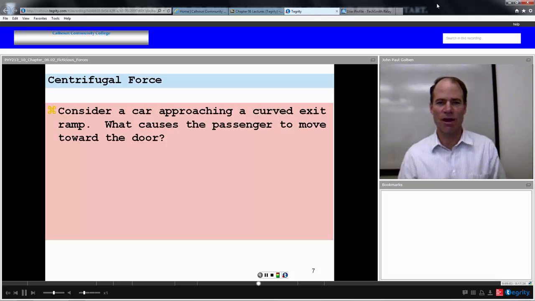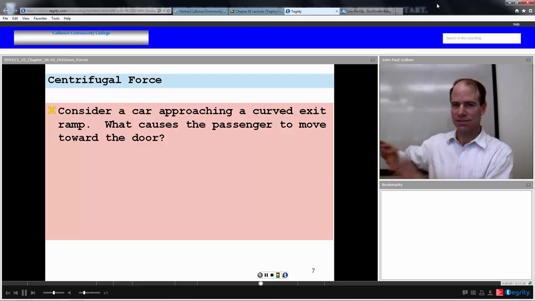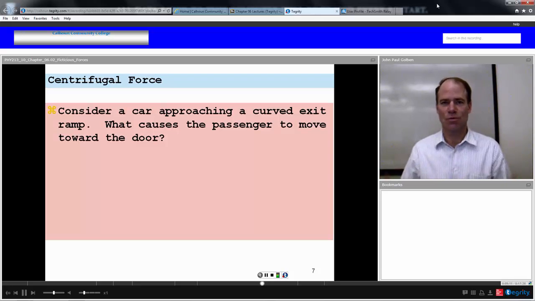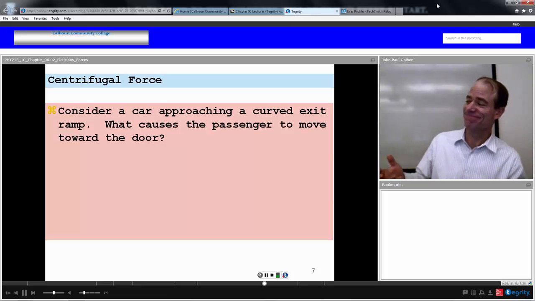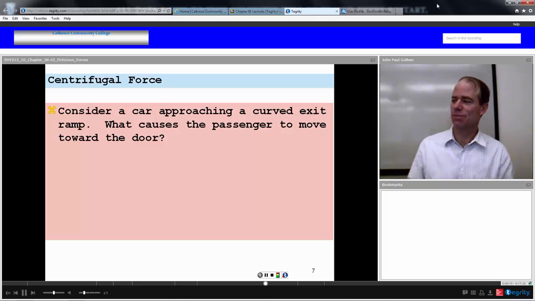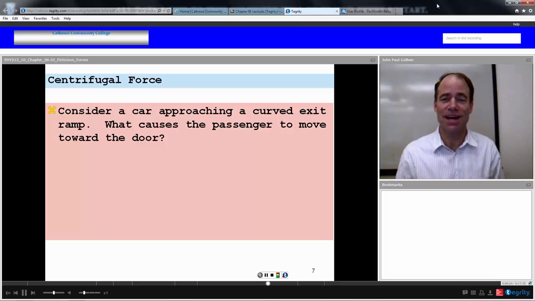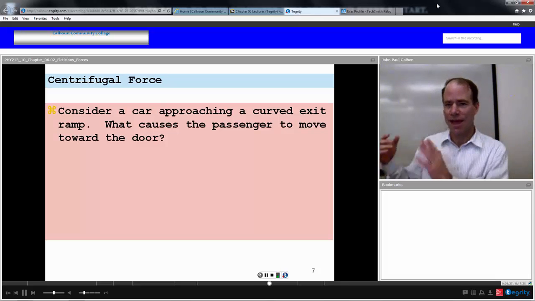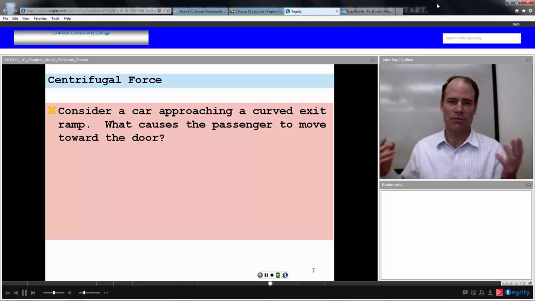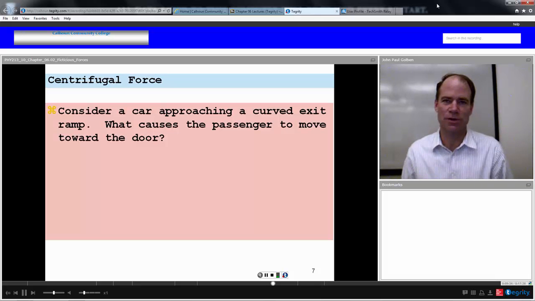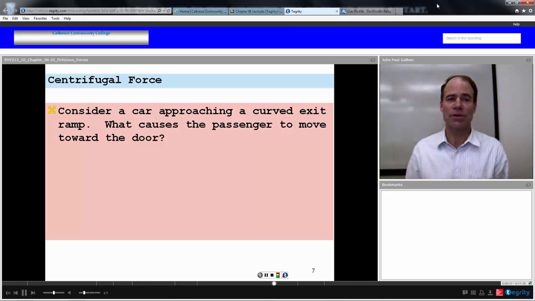But if your frame of reference is inside the car, and you're looking at your passenger and she's sliding out towards the door, what do you say? Are you feeling okay? There's some special forces acting on you today, and you would have to conclude that there is a fictitious force acting on your passenger. And so we have to make up a force to explain what is happening to her in your special frame of reference. The force that we make up is called the centrifugal force.